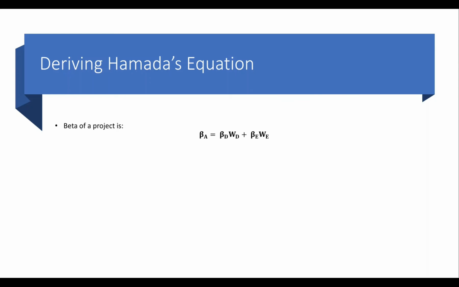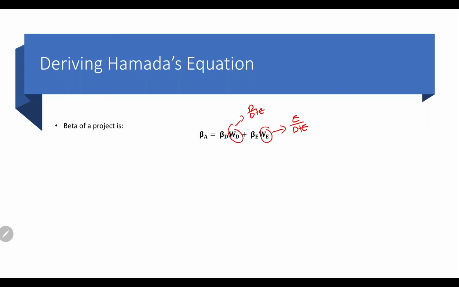Here we multiply the beta of each component of capital, that is debt and equity, with their respective weights and add them. Now in this equation, we have weights of debt and equity. And we can rewrite the weight of debt as total value of debt divided by total value of debt plus total value of equity. That is total value of capital. And similarly, we can rewrite the weight of equity as total value of equity divided by the total value of capital required for the project.